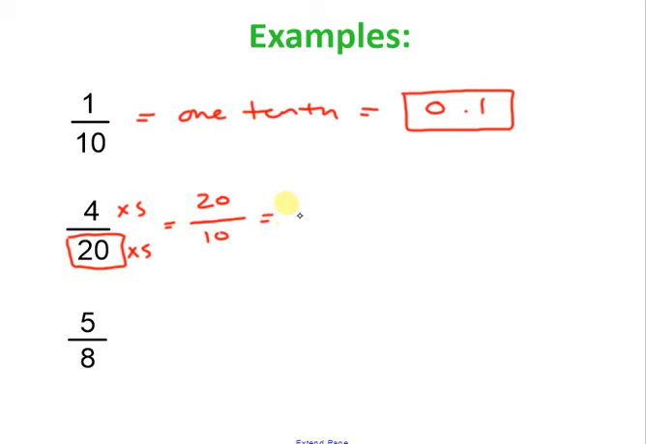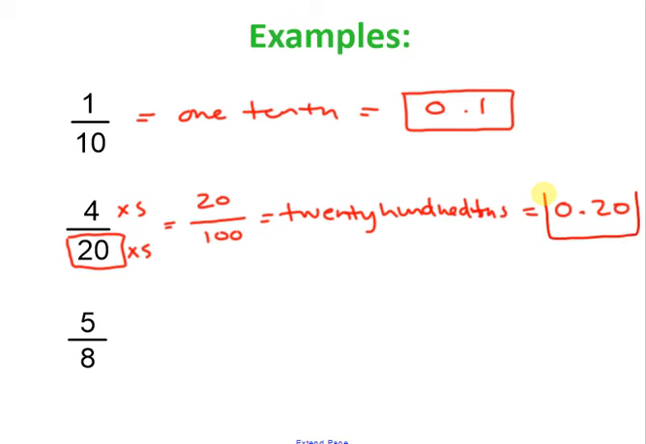We're going to write that in word form. 20 over 100. 20 hundredths. And so that's going to look like this. Okay, which is also the same as this right here, which is 2/10, because you can also drop the 0.